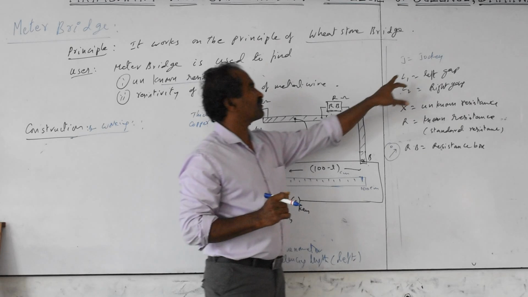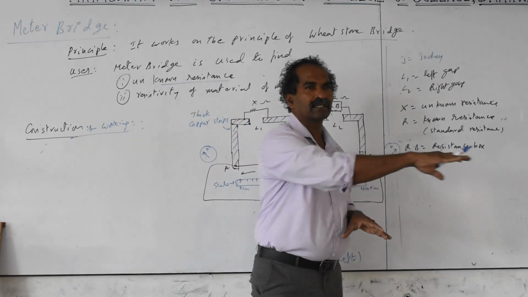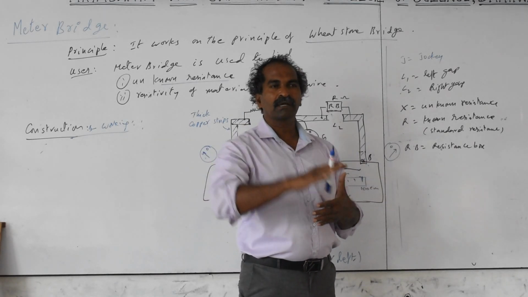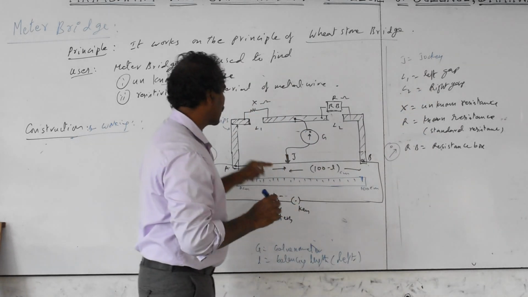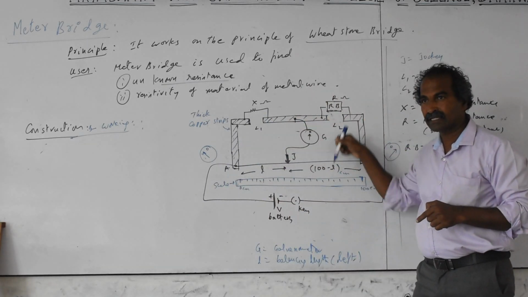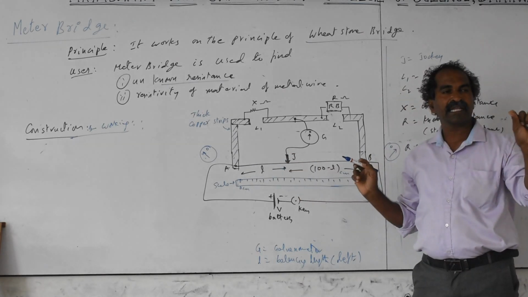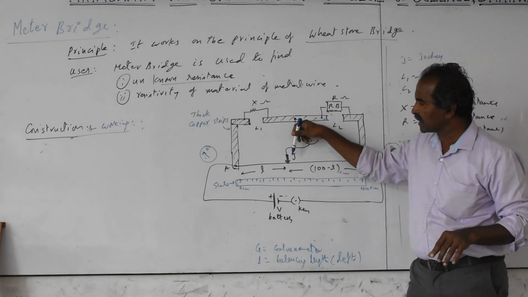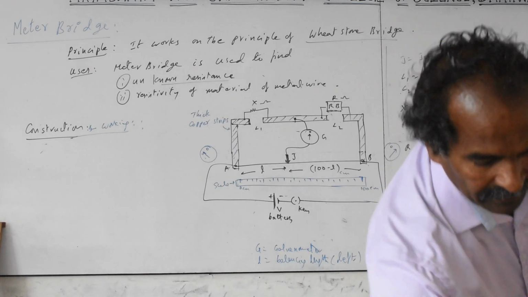Jockey is actually the name of a horse rider. When the horse is galloping, the person moves up and downwards, so that's why it's called a jockey. The jockey here should not be dragged on the metal like this. It should be touched like this at different points. You should not drag it; you have to touch at different points. The reason is that the area of cross-section of this wire AB should not change. It should be constant. If you drag it, the sharp nail will scratch the wire.